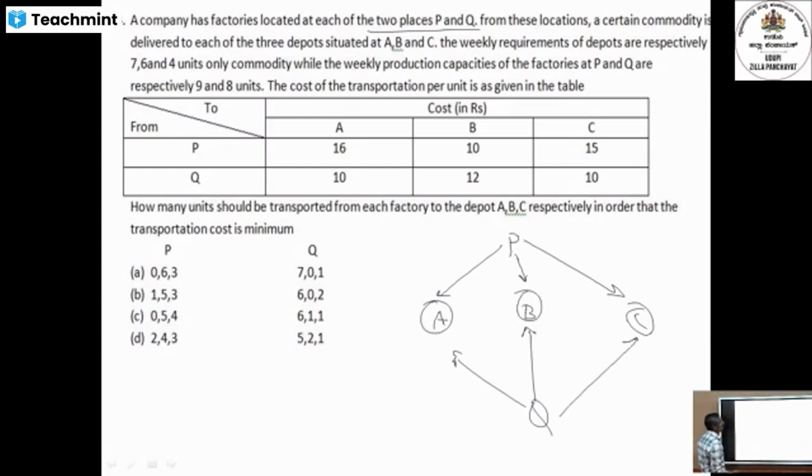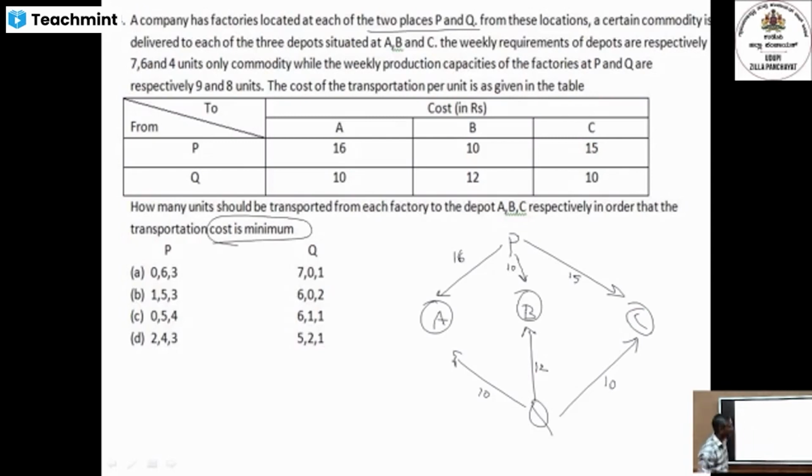Now, the cost from P to A is 16 rupees. P to B is 10 rupees, and P to C is 15 rupees. And from Q to A is 10 rupees, then 12 rupees and 10 rupees. Now, you have to minimize the cost. Reading this problem will be a bit hectic at the moment, but if you read the problem, it is actually to minimize. Cost is minimum.